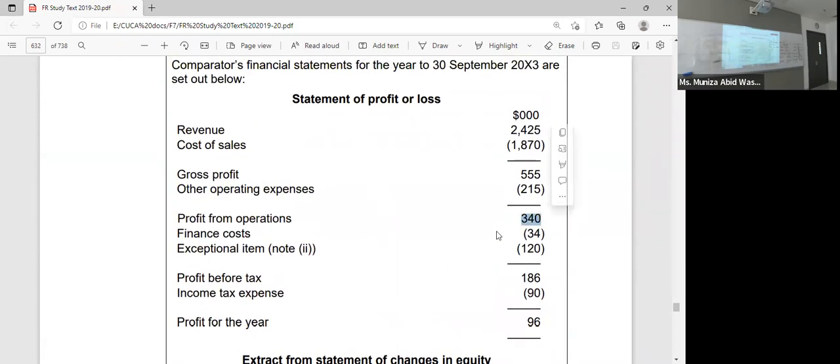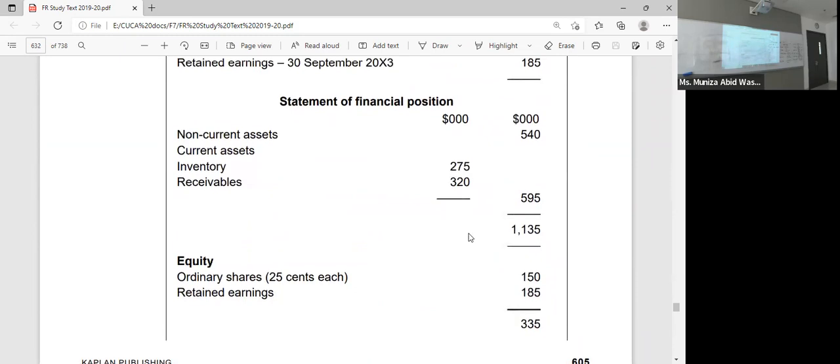So 340 divided by 635 multiplied by 100 is your return on capital employed. Calculate the answer. What is the answer?